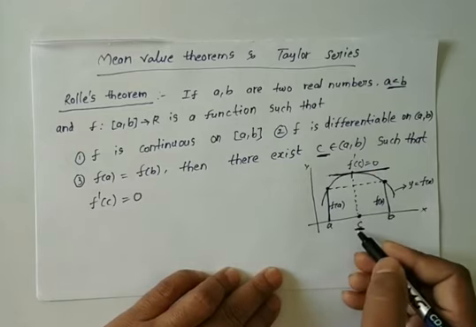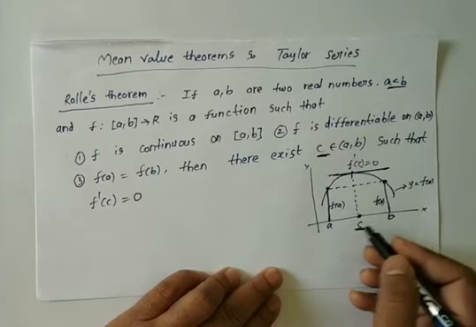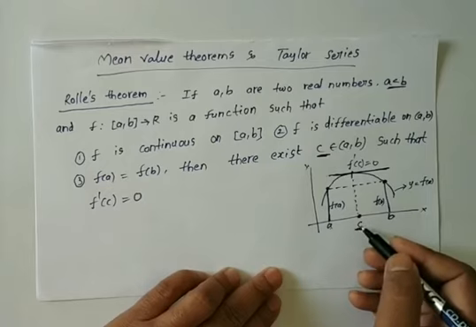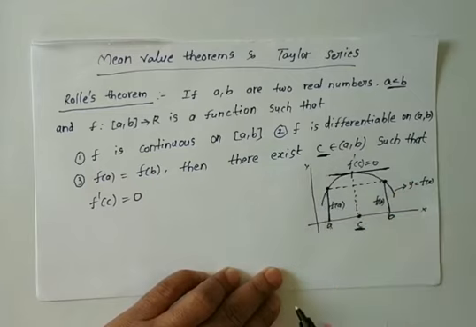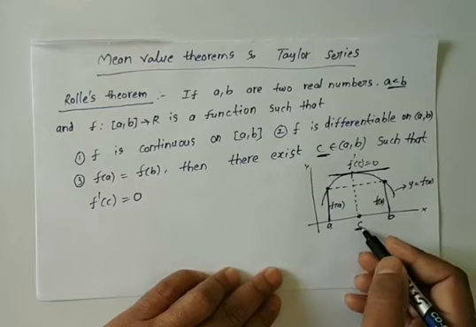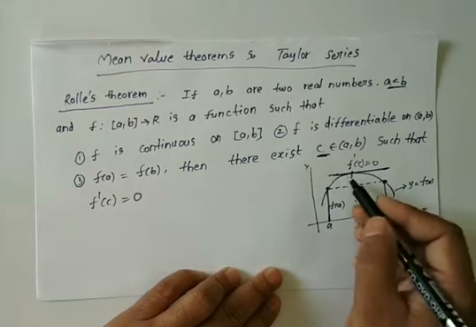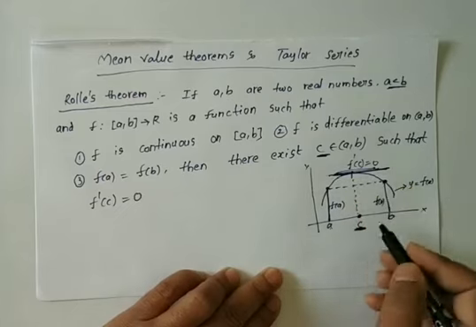There exists c which lies in the open interval a comma b, which means there exists a point c between a and b such that f dash c is equal to 0. You can see here at the point c, so this is the point c, there exists a tangent to the curve which is parallel to the x-axis.